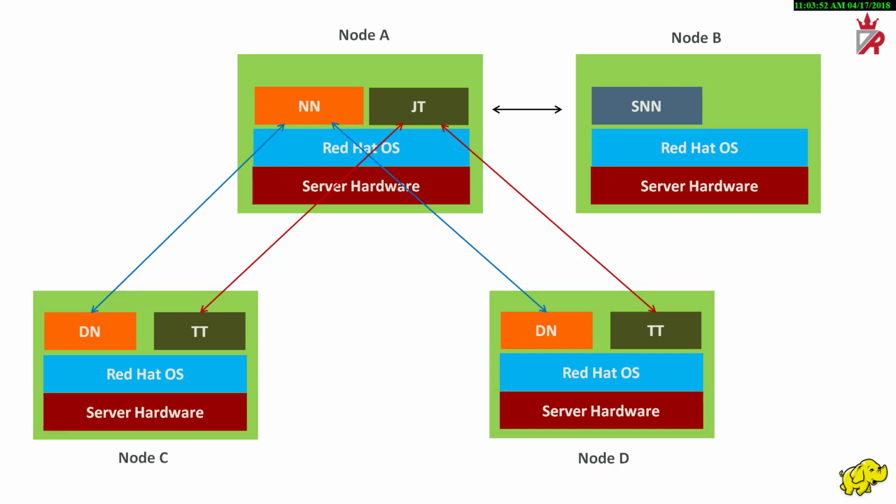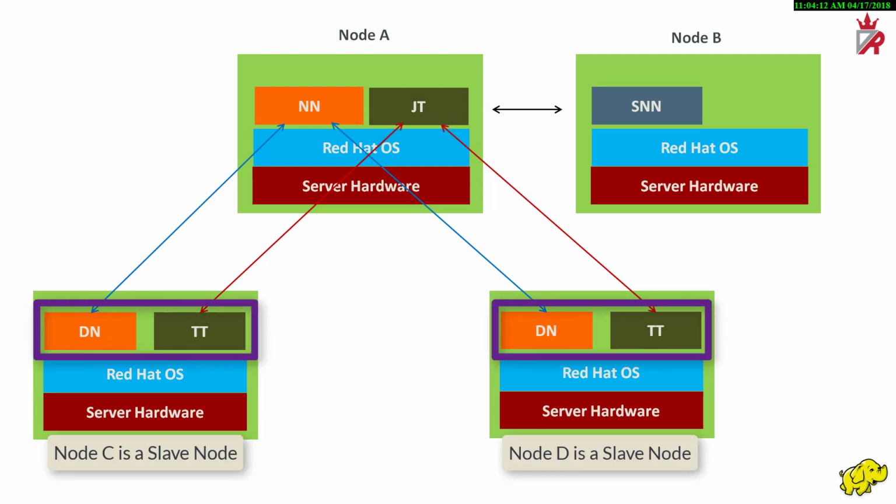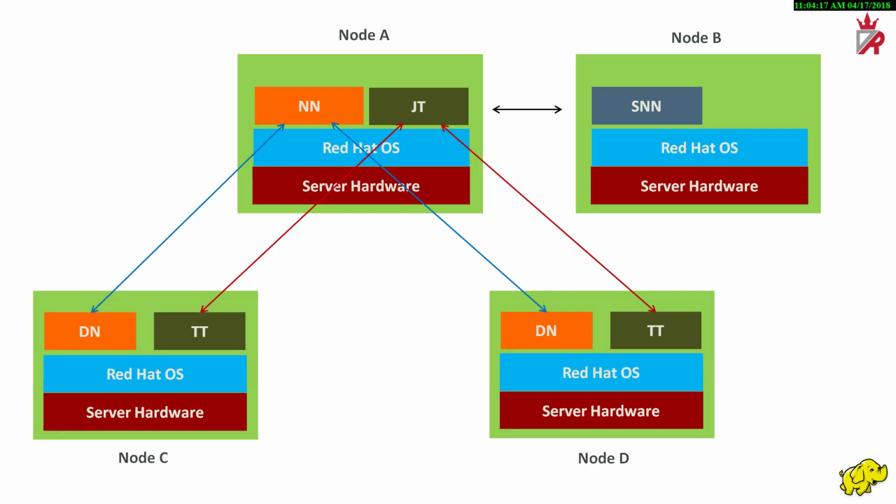So to summarize, name node and data nodes are the processes that are responsible for distributed data storage in HDFS. Job tracker and task tracker processes are responsible for distributed data processing. Two slave daemons or background processes run on every slave node. They are task tracker and data nodes.